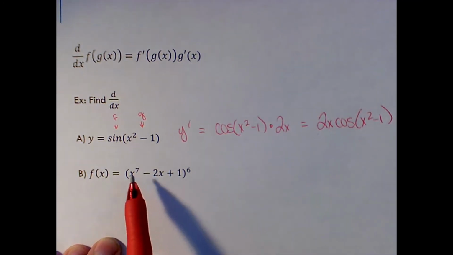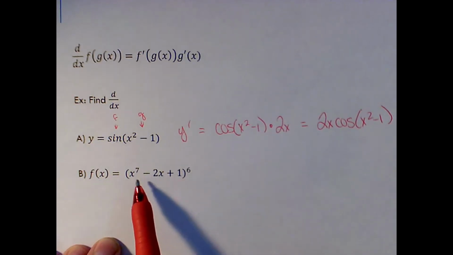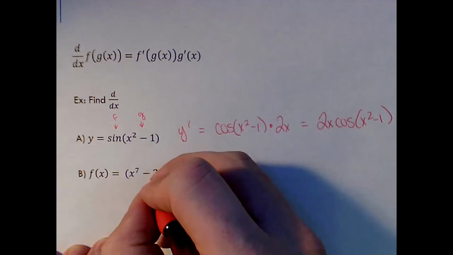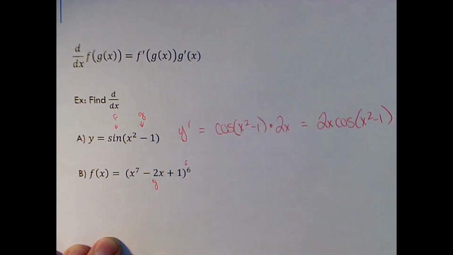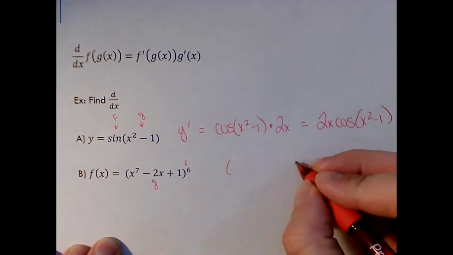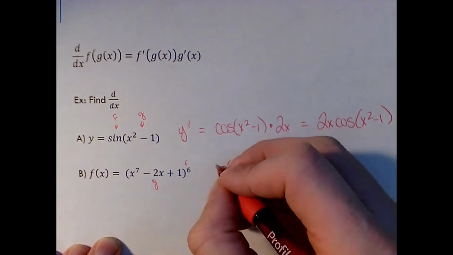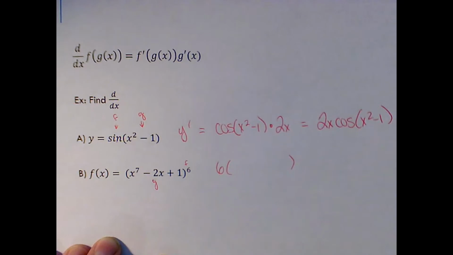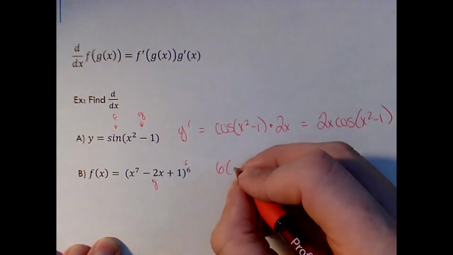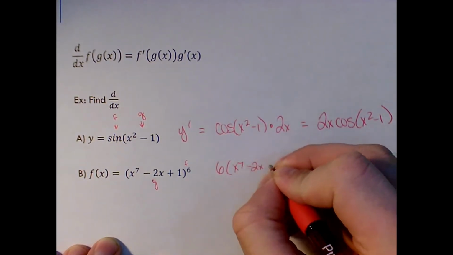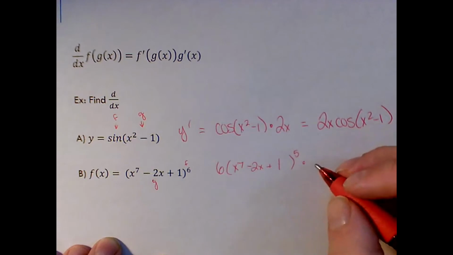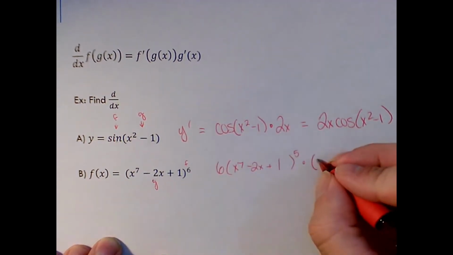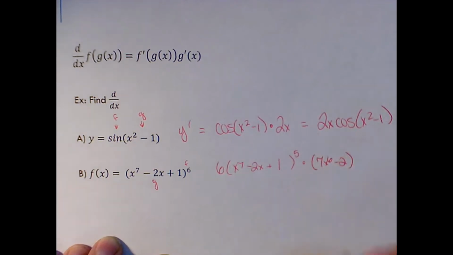I have a function living inside another function. My one function, the inside, my g, is that polynomial right there. My outside is the exponent. So I take the derivative of the outside. Whatever to the 6th power means I drop that 6 down, make that a 5, keep the inside stuff, which is going to be x to the 7th minus 2x plus 1, and multiply the whole thing by the derivative of the inside stuff. The derivative of the inside stuff is going to be 7x to the 6th minus 2 plus 0.